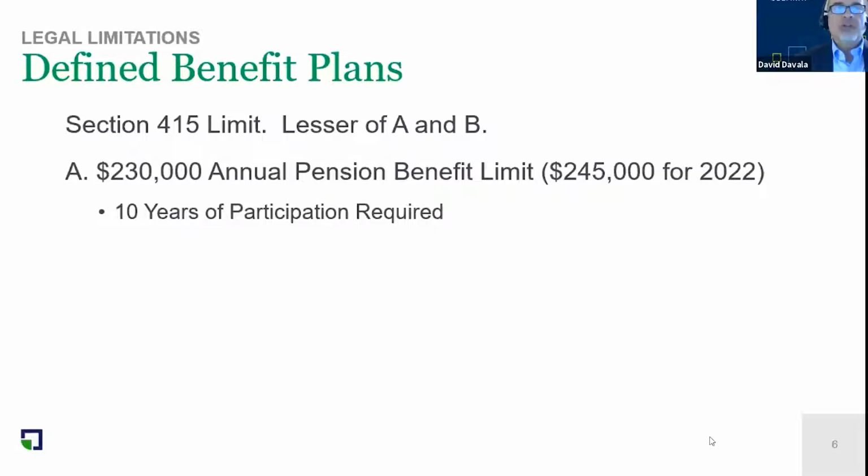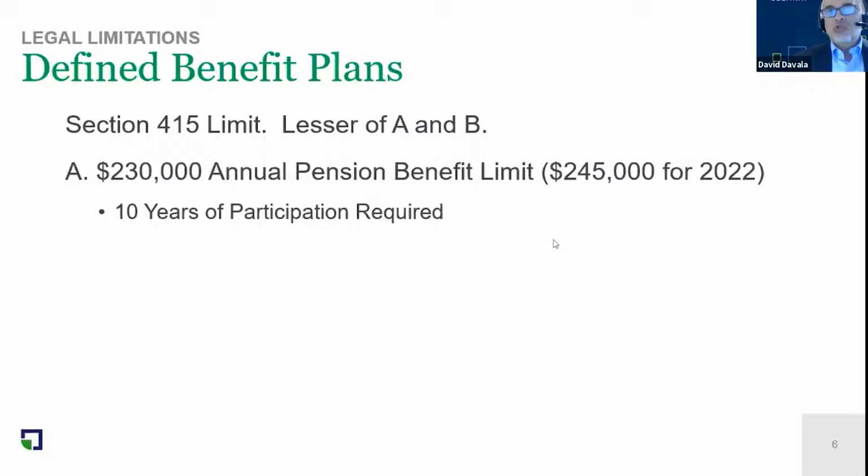The first one is the dollar limit. The annual dollar limit on an accrued benefit is $230,000 for 2021. This is indexed for inflation and increases to $245,000 for 2022. Now, this is the amount that can be paid for the life of the participant. So they can receive this amount each year, every year for life. That's what the limit is limiting.